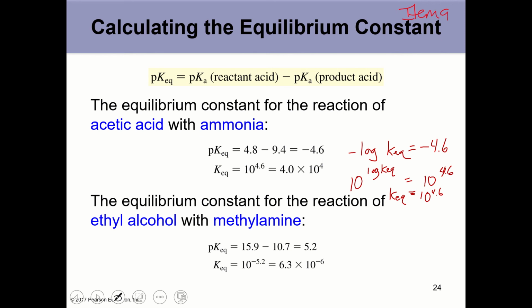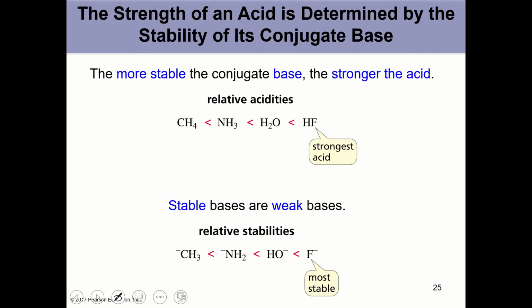Since you're not going to have to do this calculation on an exam or in the ACS test, we're going to move forward. Okay, the strength of an acid is determined by the stability of its conjugate base.